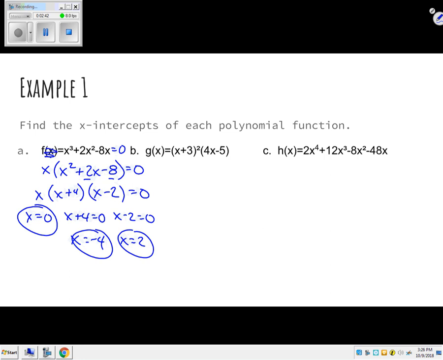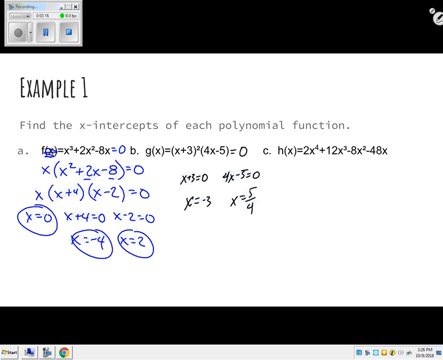Now g of x is kind of a special case right here whenever I set it equal to 0. It's already in factored form for me. So do not go through and expand out everything and then come back to right where we started. It's already factored, so I can just set what's in parentheses equal to 0 and solve. So if I subtract 3 from both sides, I get x equals -3. Or I can add 5, divide by 4, I get 5/4.